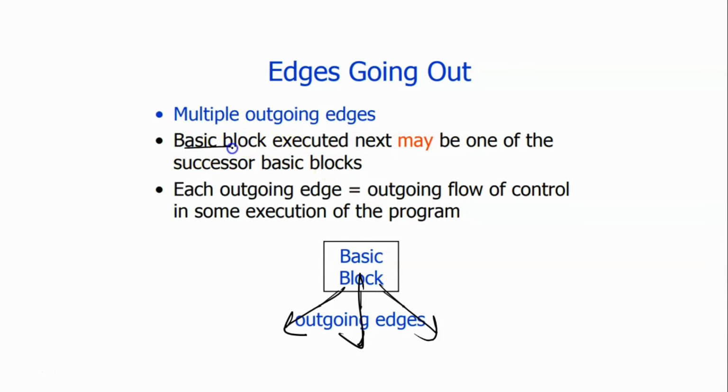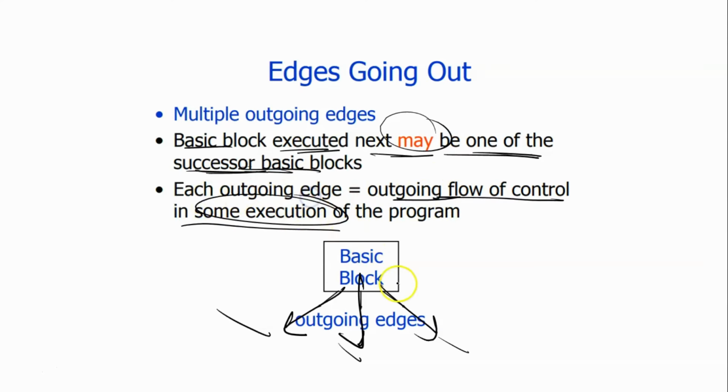So you can say that the basic block executed next may be one of the successor basic blocks. Either this, either this, or either this. Each outgoing edge tells you the outgoing flow of control in some execution of the program. Maybe in some execution of the program this flow can occur, and in some other execution this flow can occur. So each outgoing edge is telling you some flow of control in some execution of the program.